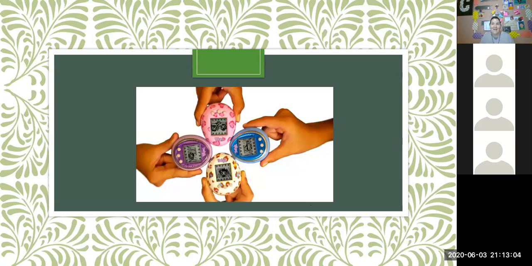Ooh, Tamagotchi. Tamagotchis. Give me examples. I'm going to unmute all of you so you participate, okay? I used to play Tamagotchi, but now... Everybody is unmuted. I took away the mute, so you participate. No, Dad. I used to play Tamagotchi, but now, no.